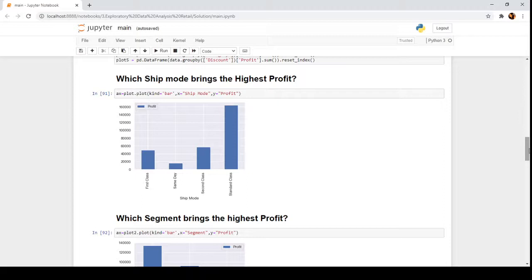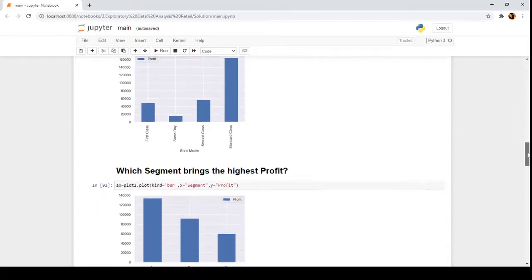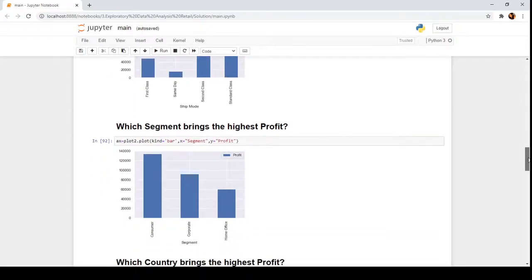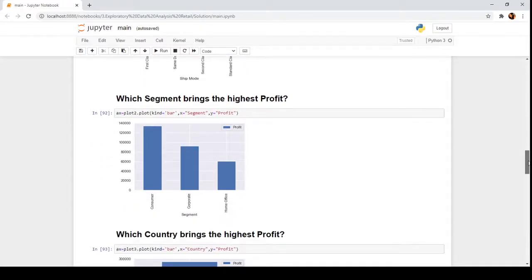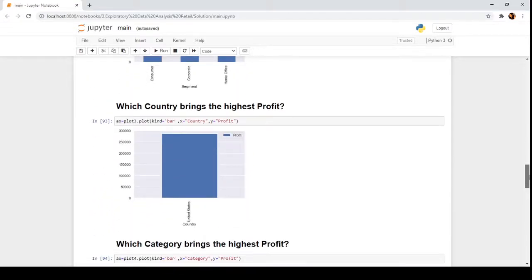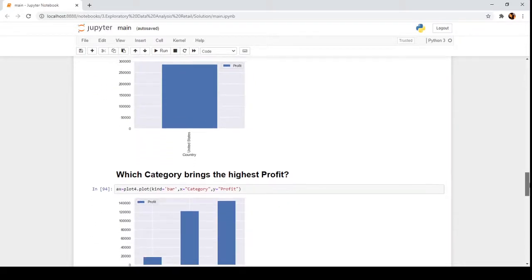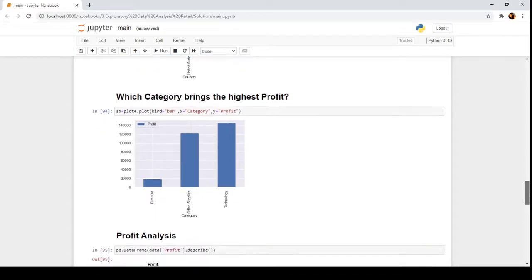Now, which ship mode brings the highest profit? We can see here the standard class is bringing the highest profit, and the segment which is bringing the highest profit is consumer, you can see here. And which country brings the highest profit? The country column was given, but I think there was only one country here, United States. And which category brings the highest profit? You can see here in this plot.